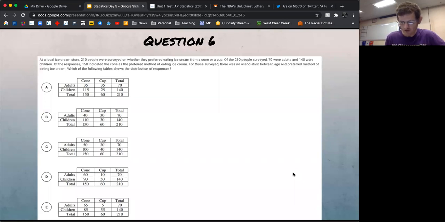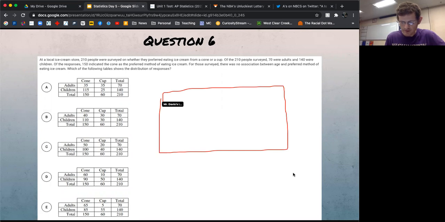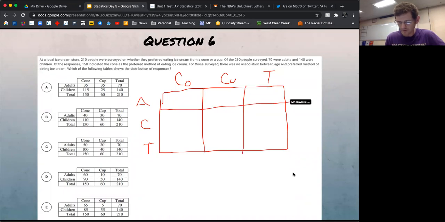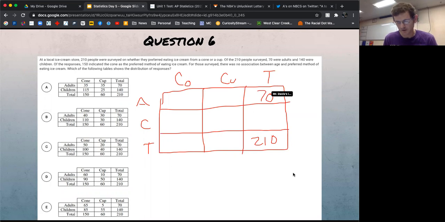So let's create this chart. It's important to know conceptually what's going on. I'm going to create that quite big. Here's your adults. Here's your children. I'm creating it the same way the answer choices are, with the totals. We could have it in the cone. We could have it in the cup. And then there's the total. We know 210 people were surveyed, so we can't rule anything out just yet. We know that 70 were adults, so that's the total number of adults. It has to go in the marginal distribution. That means 140 were children. So again, all of them are set up that way. We can't rule anything out.